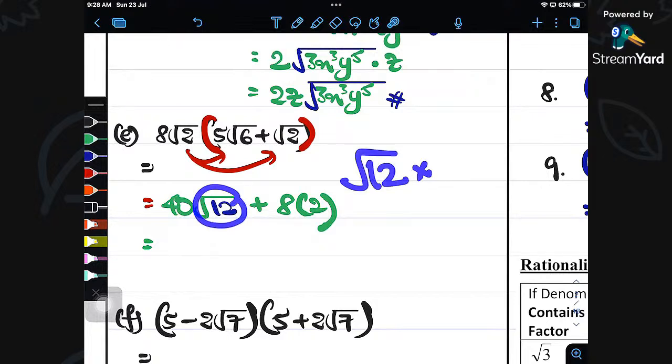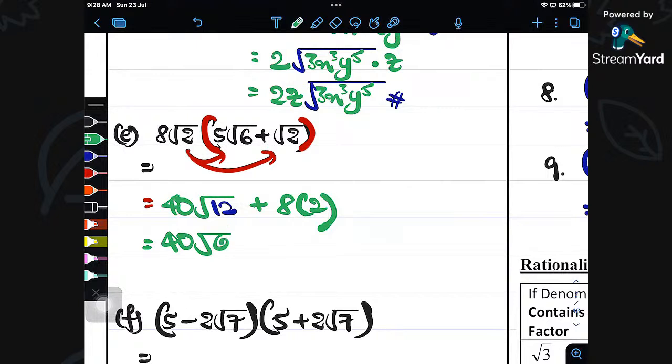We can still simplify. Kita masih boleh permudahkan seperti yang sebentar tadi, which is 40 times with 4 times with 3. And then this is 16. Therefore, the final answer is 80 square root 3 plus 16. Done.